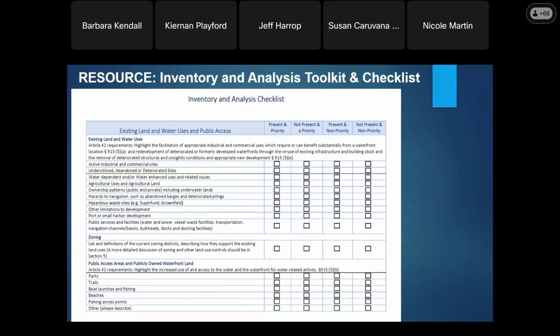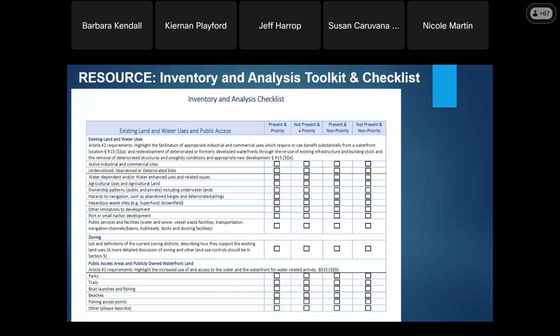Another page in the checklist goes into each of the components of Article 42. So you'll have one where it shows existing land and water uses. It gives you, again, several things that fall under that category, such as water dependent and or water enhanced and related issues. And you would select if it's present and a priority, not present and a priority, present and a non-priority, and not present and non-priority.